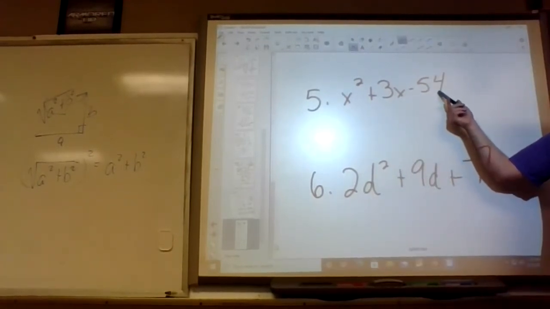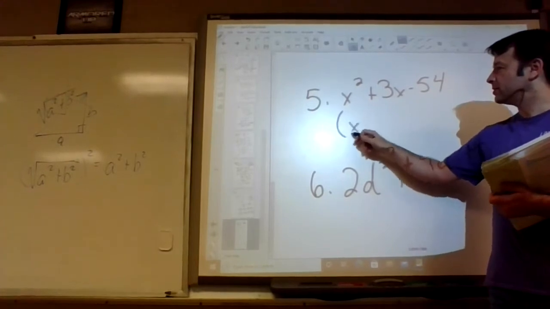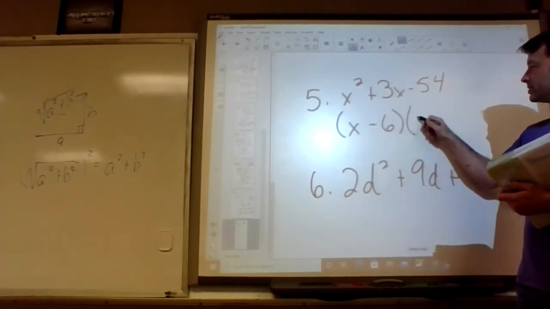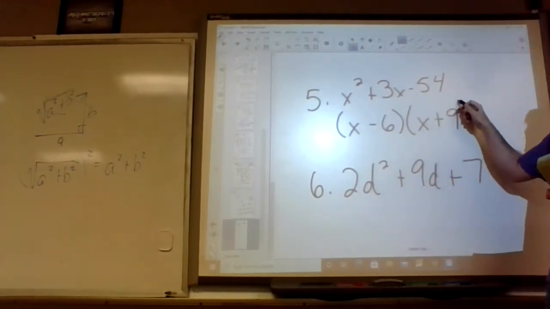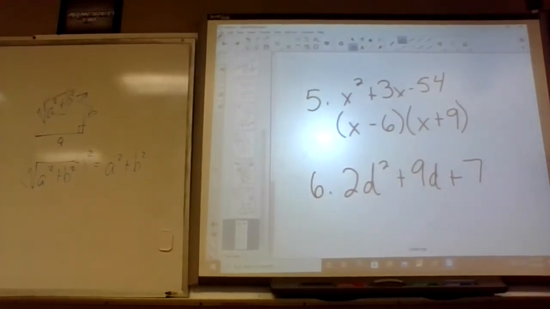Lydia, what goes into 54? 6 and 9. 6 and 9, and how do you make 3 out of that? Negative 6 plus 9. Does the order matter? No. Plus 9 minus 6. You got the signs right. Yeah, the signs have to be right, but not the order. The order doesn't matter.